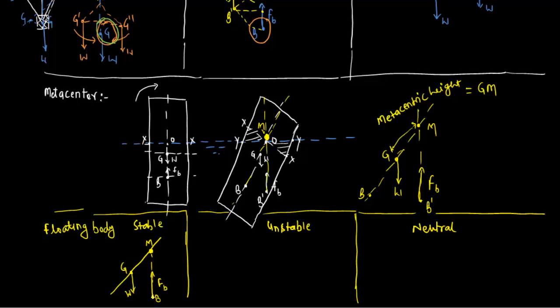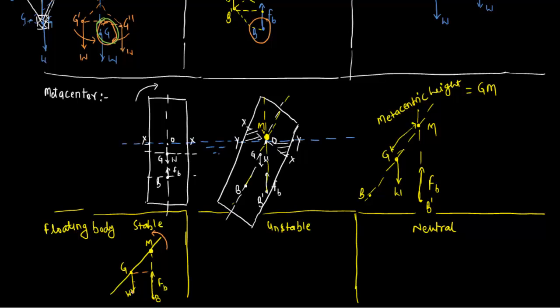Now look at the condition here. When the metacenter is above the center of gravity, you can see this buoyant force into this distance is creating an anti-clockwise moment here. This force acts in this direction, this is the distance, so they create an anti-clockwise moment. So the moment created by the buoyant force is anti-clockwise, which means this buoyant force will try to bring this body back to its initial position. It is pushing this body back in this direction.